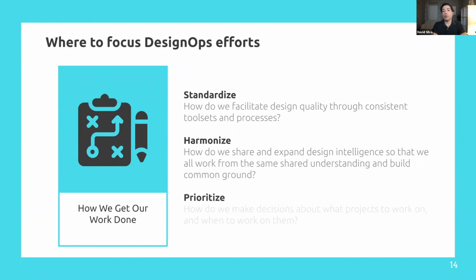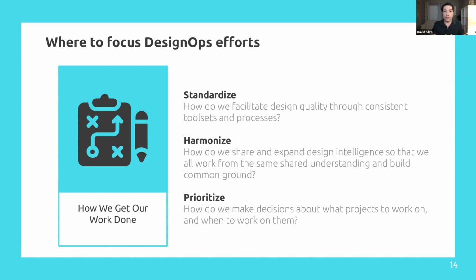Then how we prioritize. How do we make decisions about what projects to work on and when to work on them? So this might consist of things such as uncovering and exposing the bottlenecks in the design workflow so that you can address those issues and make operation more smooth. You have to figure out where things are falling behind, where something's always getting stuck, and what's the issue so that you can optimize or figure out a process so that it doesn't happen anymore.